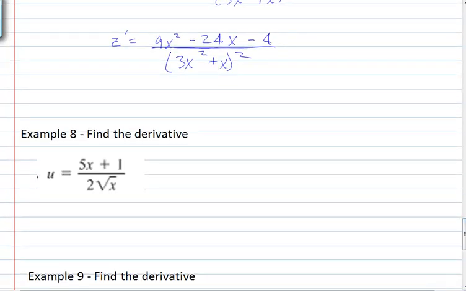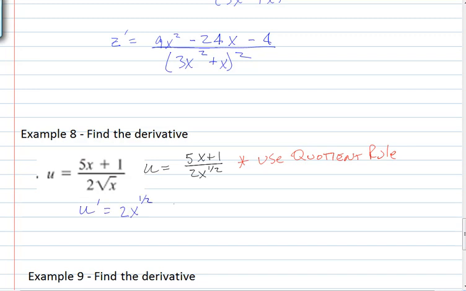All right, example 8. We want to find the derivative now. What rule are we going to use? Quotient rule. But before we find the derivative, wouldn't it be helpful if we rewrote this as u equals 5x plus 1 over 2x to the 1/2. So we're going to use the quotient rule. So using the quotient rule, we get u prime equals low d high minus high d low, x to the negative 1/2, low d high minus high d low all over the denominator squared.